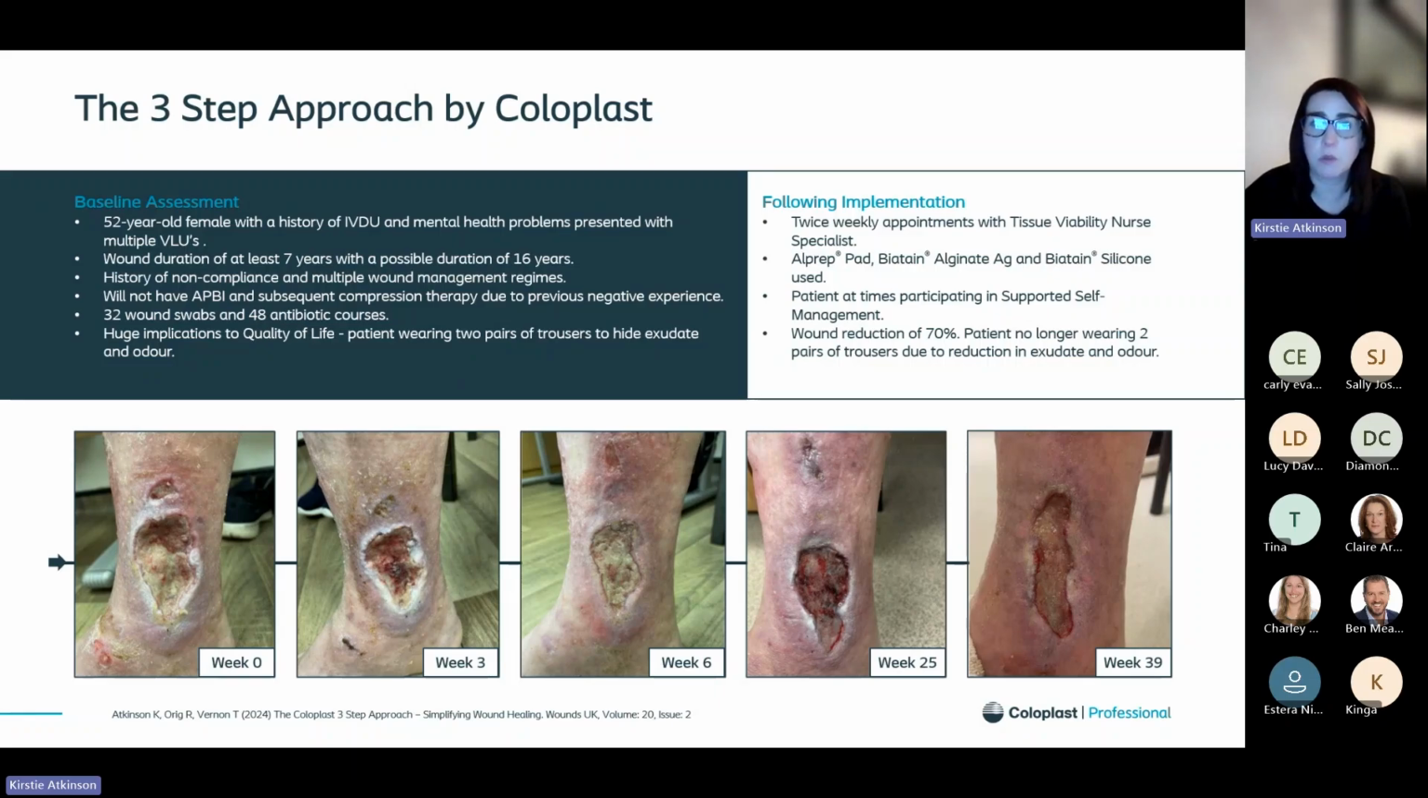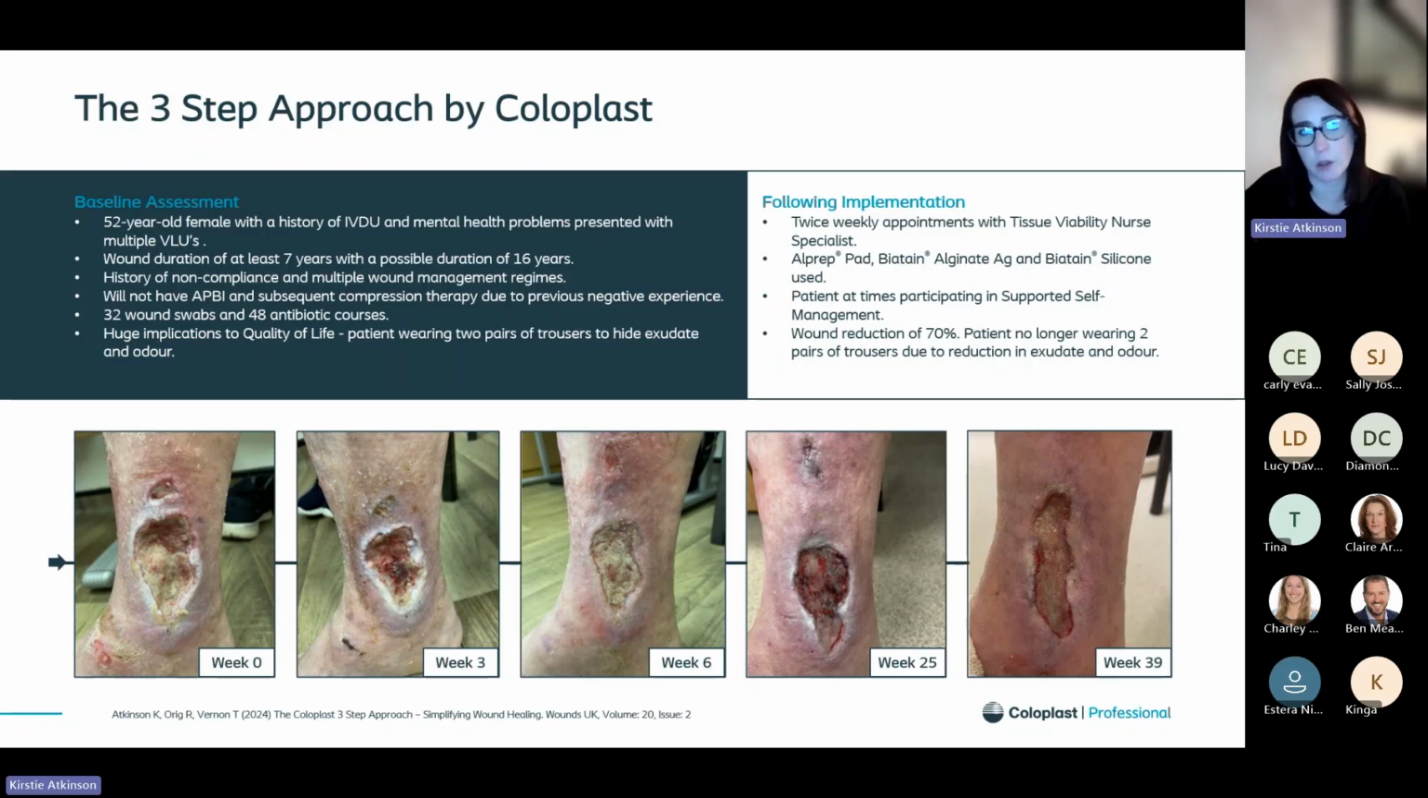And by 39 weeks, the wound had reduced by 70%. So this is a wound that was potentially 16 years old, and we'd reduced it by 70% in less than a year. But if you actually look on the pictures, there is a wound to the top of the ulcer, like another ulcer that did go on to heal.